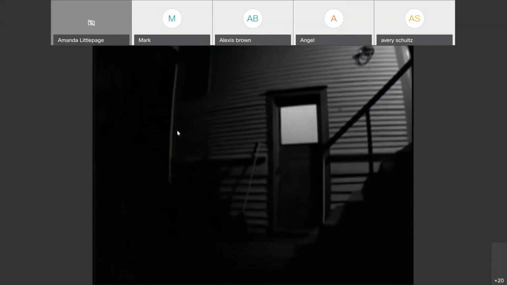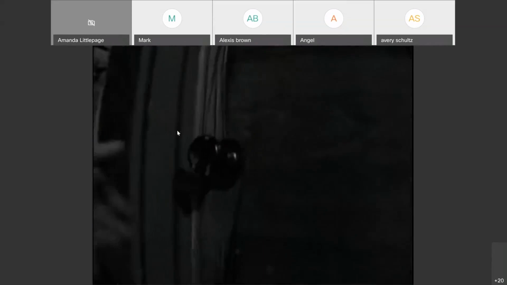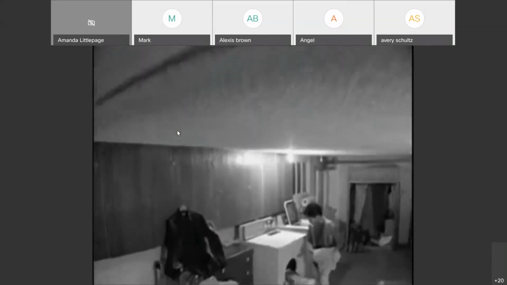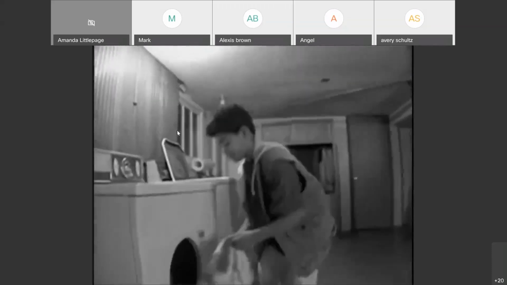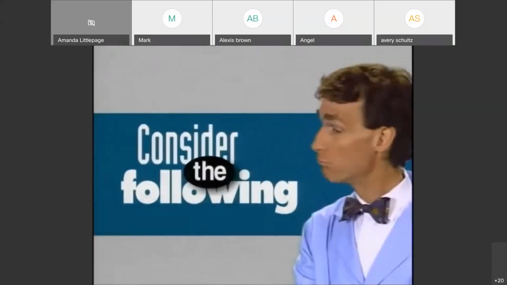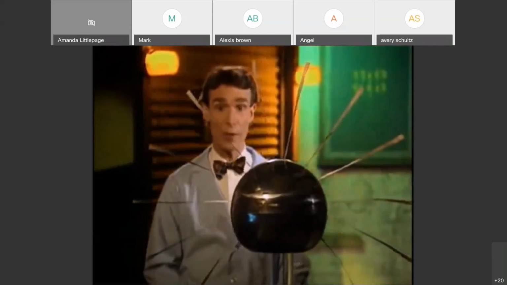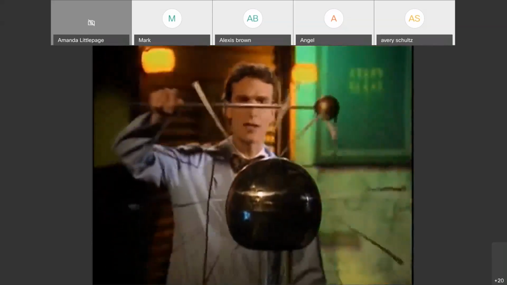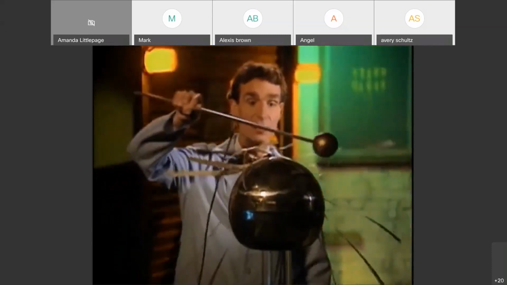Now for something really shocking! Here's the static electricity generator, just full to the brim with electrons. I'm gonna let some of the electrons jump off. We scientists like to say, I'm letting the electrons discharge.